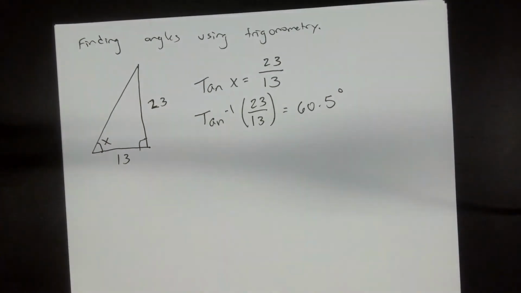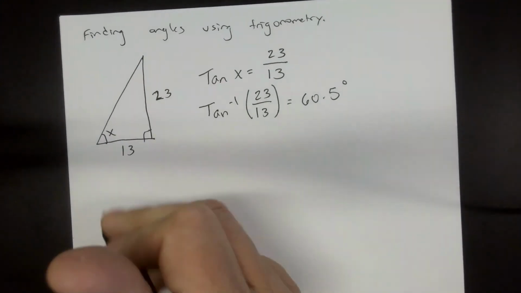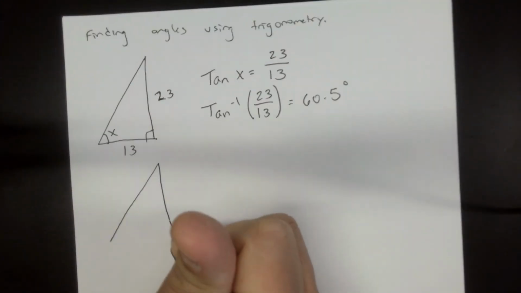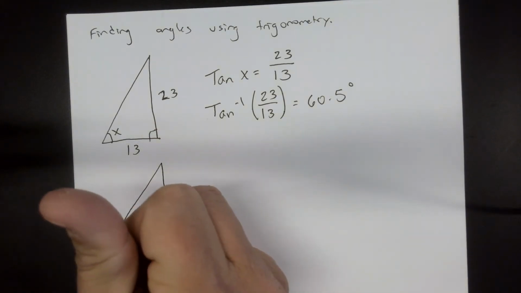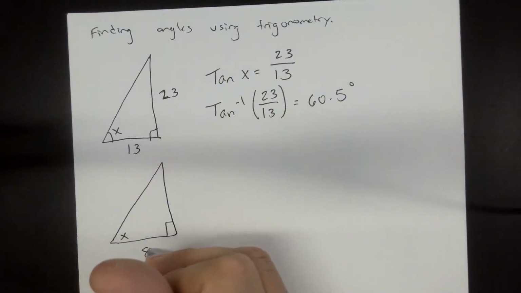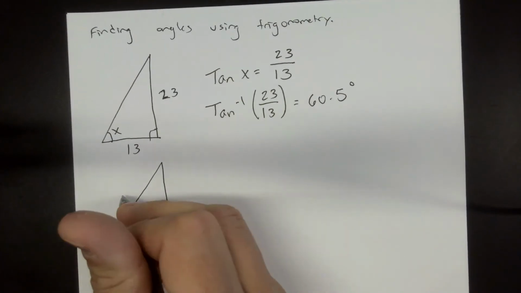So honestly, the only difference today is anytime you're looking for an angle, you have to do the inverse trig function. So let's do another one. If I have a triangle, and once again, I'm looking for this angle, this is 8 and 9.